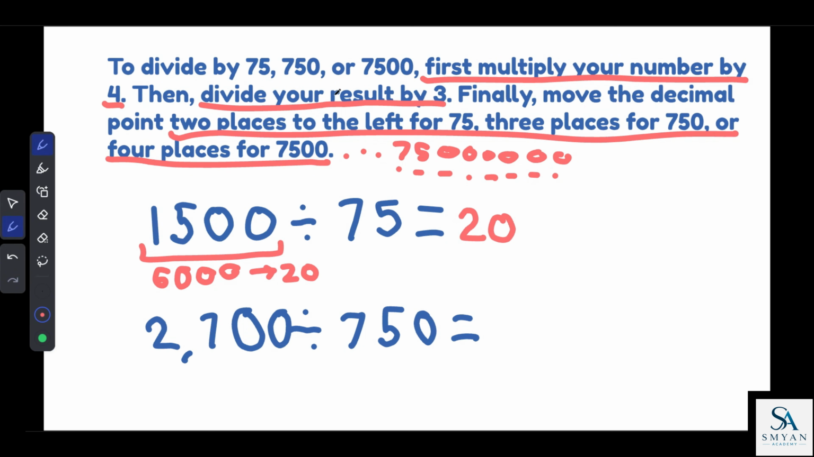Let's move on to the next one. 2,700 divided by 750. This is our number. We multiply that number by 4. So that's basically 27 times 4, which will give us an answer of 108. If you don't understand how, I'll show you right here. When you do the 4, you just visualize that you're multiplying 7 times 4 and carry the 2 you get from 28. Add it to 2 times 4, which is 8. 8 plus 2 is 10.